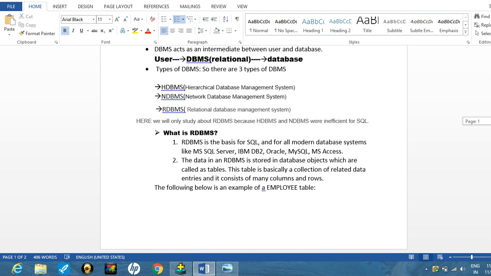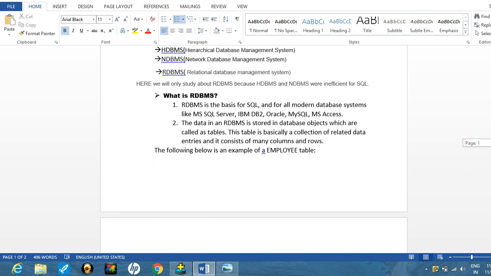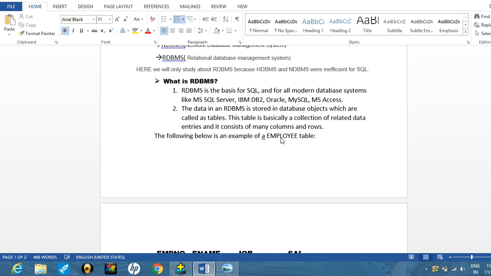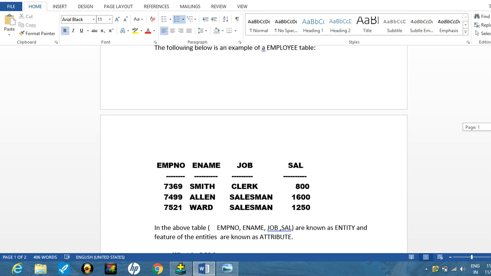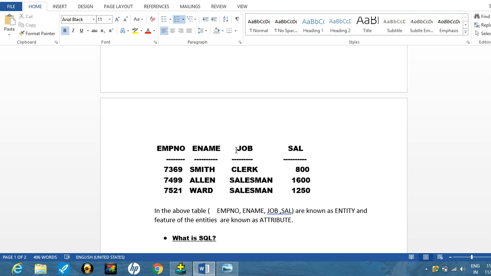Okay, how is the data stored in RDBMS? I am going to show you. Suppose the following below is an example of an employee table. So see here, there are employee number, ename, which is actually the employee name, job, salary. These are the employee numbers, these are the names, these are the designations, these are the salaries. So what do we call these? First of all, these employee number, ename, job, salary are called the entities. And whatever features or data inside an entity are called attributes. These are the attributes of employee number, these are the attributes of ename, these are the attributes of job, these are the attributes of salary.